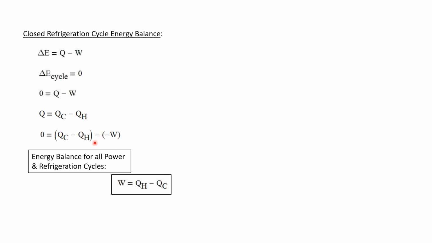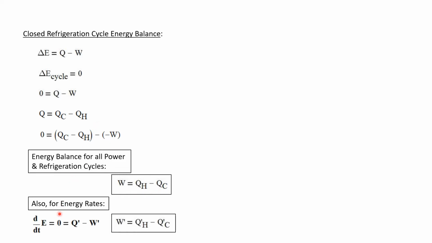Okay, so W is shown delivering energy to the system, and so it is taken as a negative, and so we're going to subtract a negative. We can rearrange this as W is QH minus QC. And you may recall from our last lesson that this is the same equation we got for a power cycle. So W is QH minus QC works for all power and refrigeration cycles.